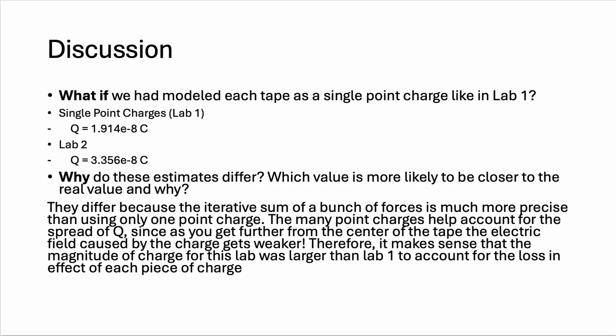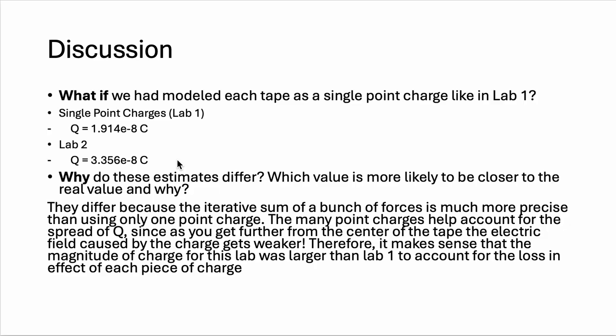So now we can get on to the discussion. So what if we had modeled each tape as a single point charge like in Lab 1? Well, we did. So the magnitude of the charge was less than the magnitude of charge we found here. So why is that the case? Why do these differ? And which value is more likely to be closer to the real value?